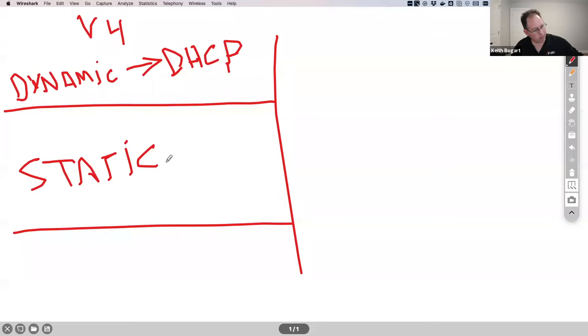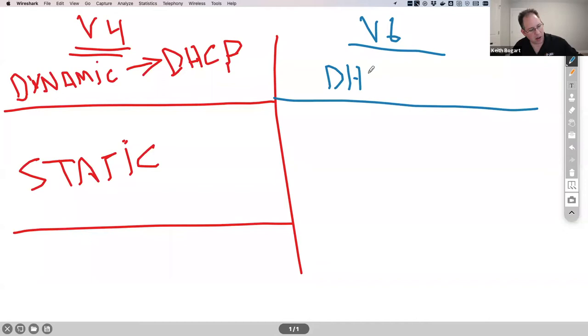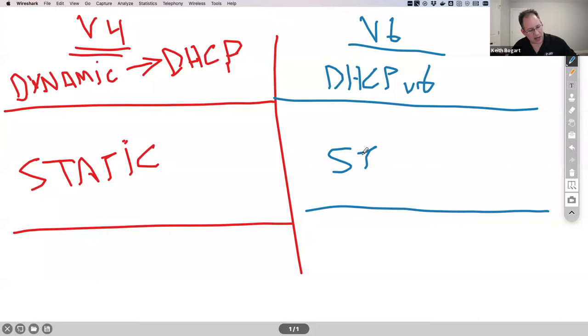All right, so that means that you went into the NIC card settings of that device and typed in manually the IP address and the subnet mask, a static address. Now, in the world of IPv6, there is DHCPv6, an IPv6 equivalent of DHCP. And certainly you can statically assign an IPv6 address to the NIC card of something.